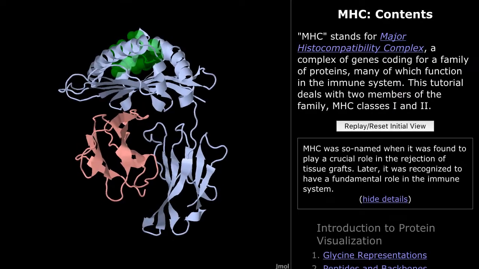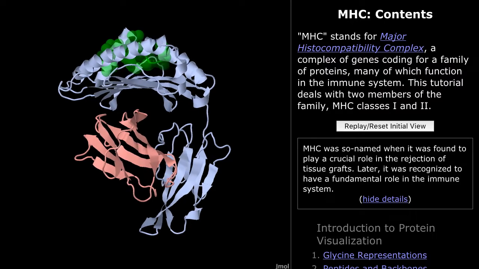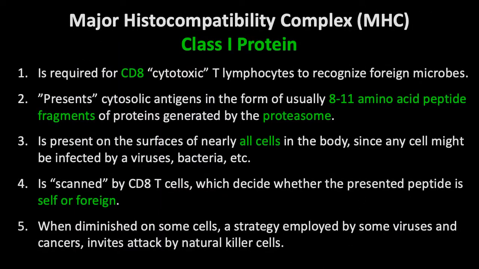Before we get into the molecular structures, let's introduce the main players. We'll be talking about two classes of MHC. Class 1 MHC protein binds to CD8, a receptor found on certain T lymphocytes, also called cytotoxic T lymphocytes.